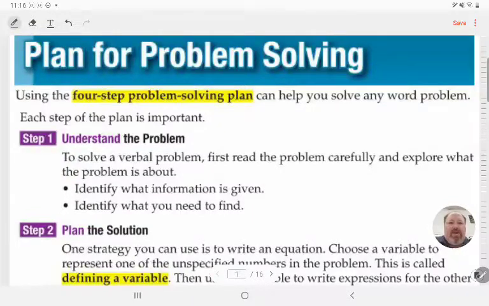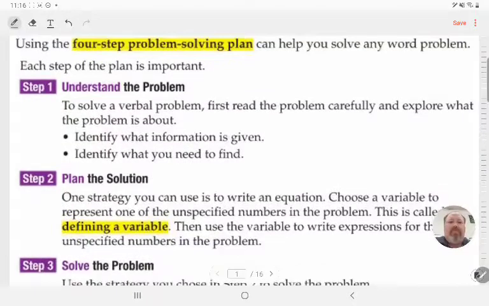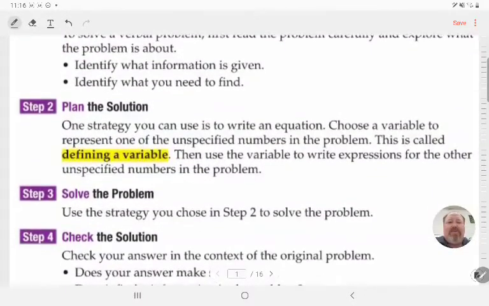So understand the problem. So you're going to identify what information is given, and then you need to identify what you need to find. When you plan the solution, you want to use a strategy you can use to write an equation. We're going to be choosing variables to represent one of the unspecified numbers in the problem. This is called defining the variable.